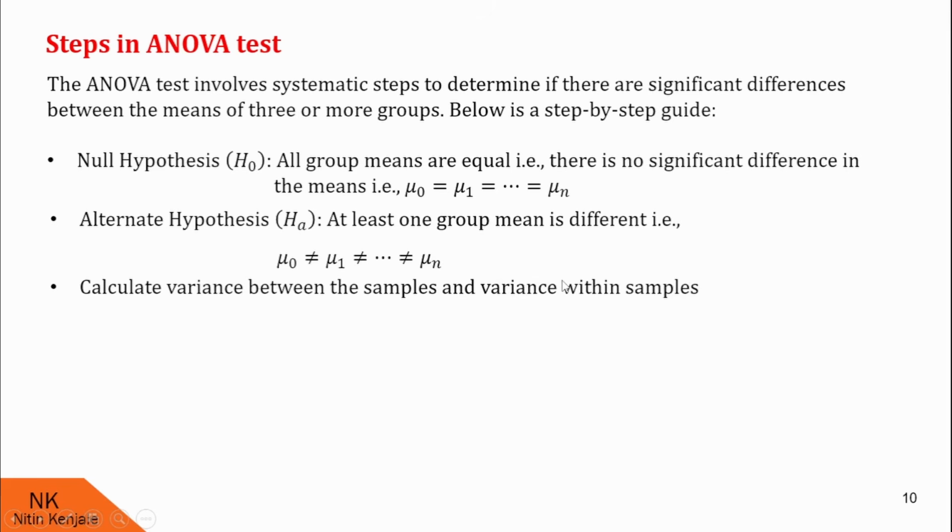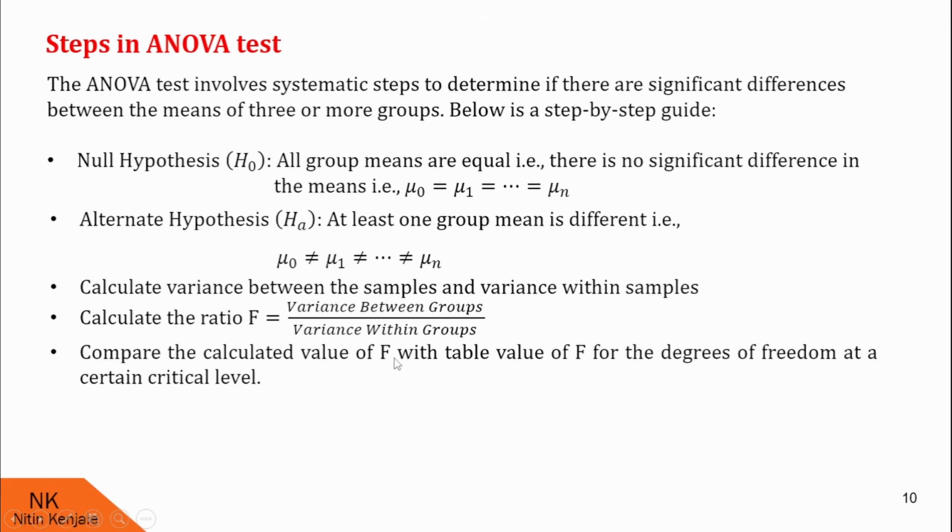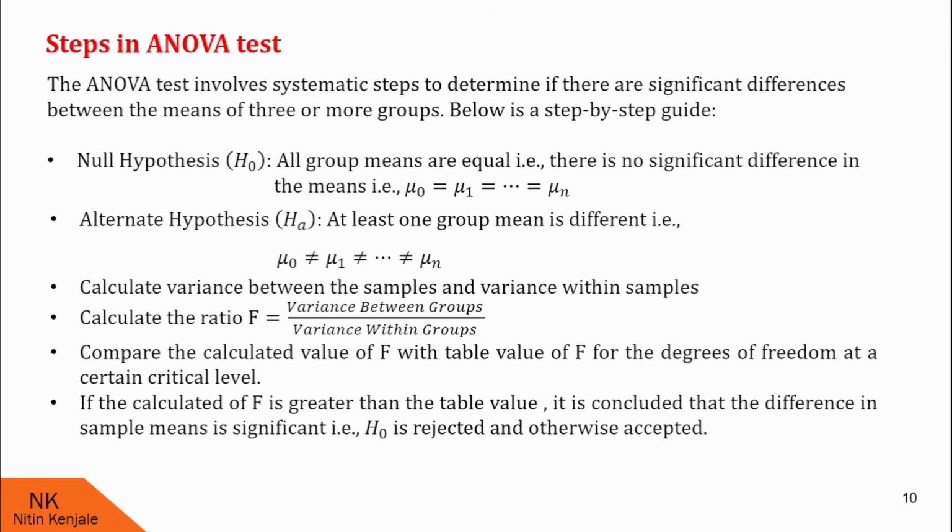Next we calculate variance between the samples and variance within the samples. Then we use it to calculate the F statistic, which is given by variance between groups divided by variance within groups. Then we compare the calculated value of F with the table value of F for the degrees of freedom at a certain critical level. And finally, if the calculated value of F is greater than the table value, it is concluded that the difference in sample means is significant. That is, H0 is rejected, and otherwise it is accepted. I hope you understood these steps. You will find that these are the same steps that we have used in the student t-test and chi-square test.